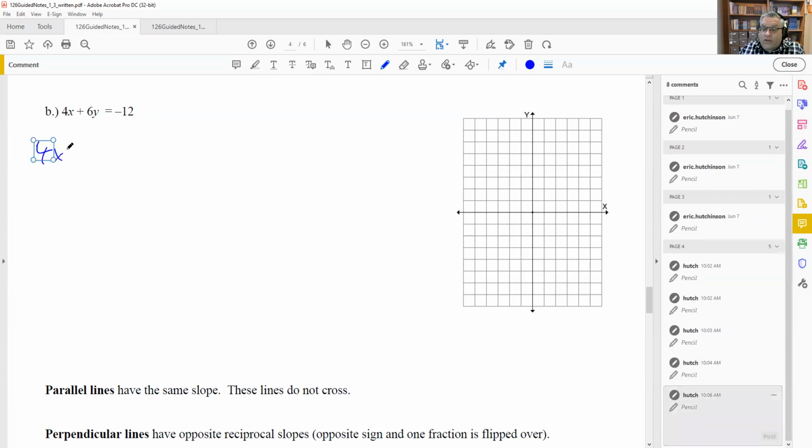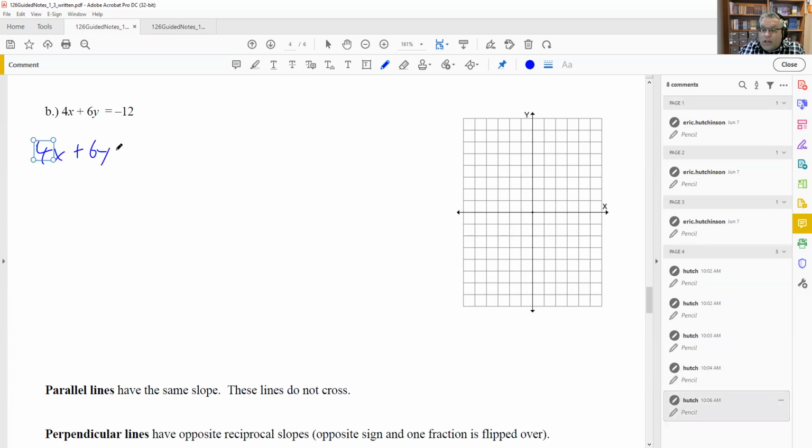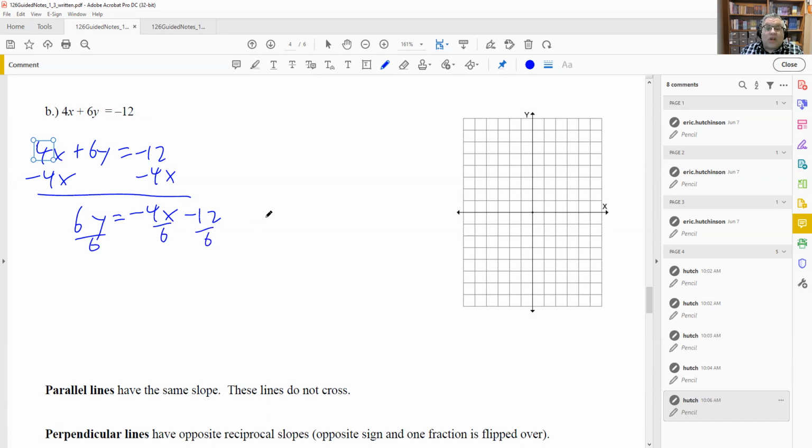We're going to do 4x plus 6y equals negative 12 is what we're starting with, and I'm going to subtract the 4x from both sides, and we get 6y equals, I'm going to put the x first, negative 4x minus 12. So that's the first thing we're going to do, subtract 4x. Put the 4x first because y equals mx plus b form, slope-intercept form, does require us to have the x first. Then I'm going to take everything and divide it by 6.